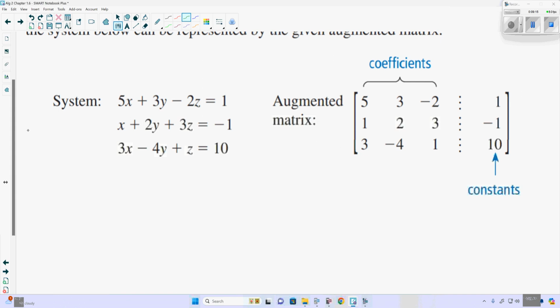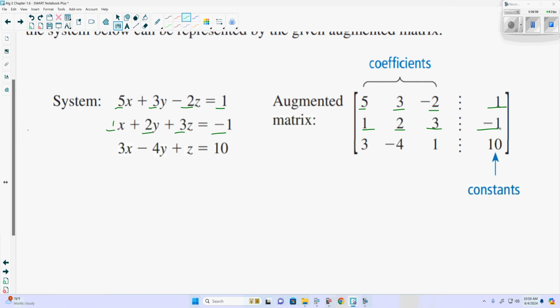We'll do some together. If we look at the system, 5x plus 3y minus 2z equals 1. X, y, z equals number. Second one, x, y, z equals number. Third one, x, y, z equals number. Well, if we look at the augmented matrix, we took the coefficients 5, 3, negative 2, 1. X, 2y, 3z. So this is 1x. 1, 2, 3, negative 1. Last one, 3, negative 4, 1, 10. And that's it. So I'm not going to make you fill it in, but we get the pattern of how we go from one to the other, yes?